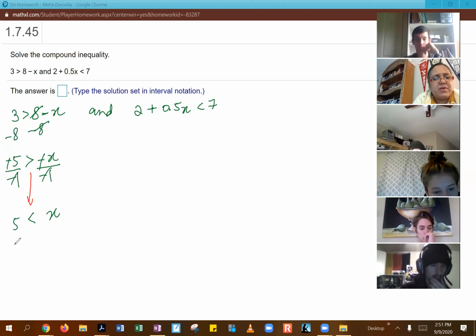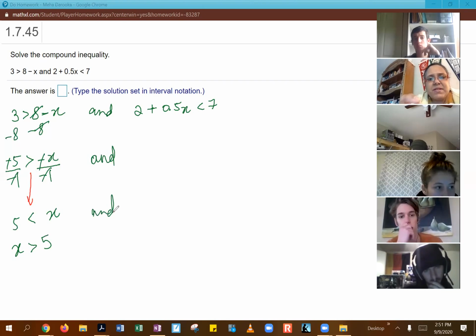And if it helps, you can rewrite this. So we've got x greater than 5 as long as that open mouth is facing the x value. And then let's look at the other side. We need to get x by itself. So let's start by subtracting that 2.